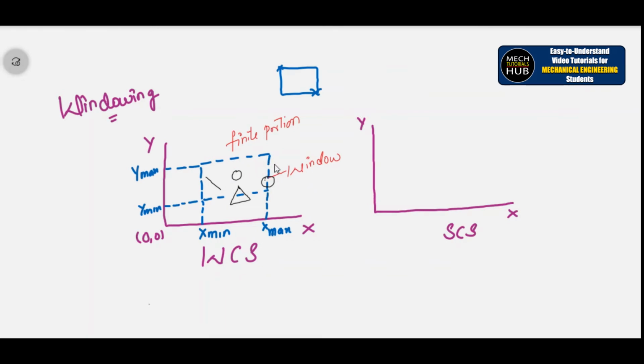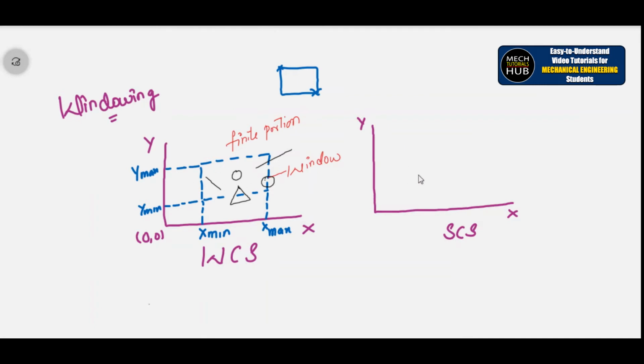I am calling it a window out of the world coordinate system, or infinite portion. Then I can see a few entities are coming inside the window and a few entities are partially in and out. Let me draw one more line for your better understanding. There is one more line which is partially in and out. Now this particular portion has to be projected on the screen coordinate system, because we actually work on the screen coordinate system.